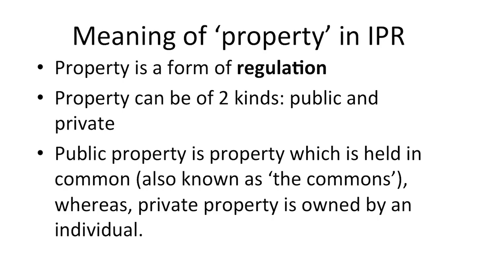Now, we just had a short understanding of what we mean by right. Property is a form of regulation. And when it comes to intellectual property, we are talking about a form of regulation of creations that come out of the mind. Property can be either public property or private property. These are two broad classifications of property. For instance, public property is something which is held in common, what we call the commons, and private property is something which a person holds for himself individually.